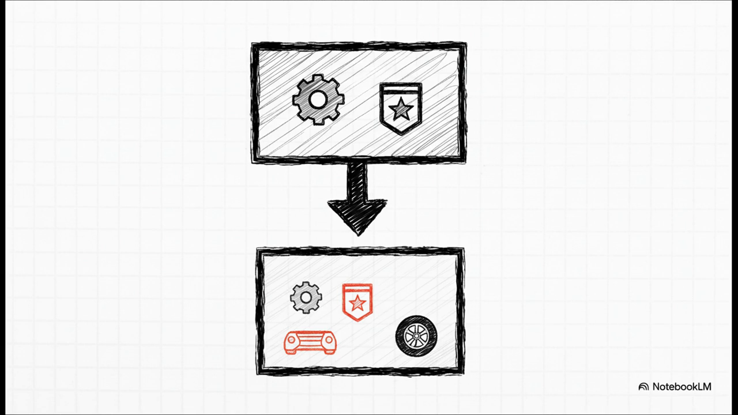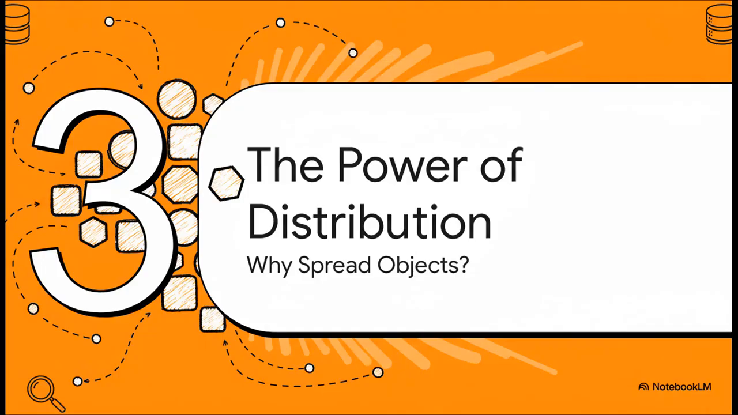And the 4th pillar, polymorphism, just builds on this idea. It lets you use a single command, like drive, to work on lots of different objects, whether it's a car or a truck. Okay, so we've got this really smart way to model data.